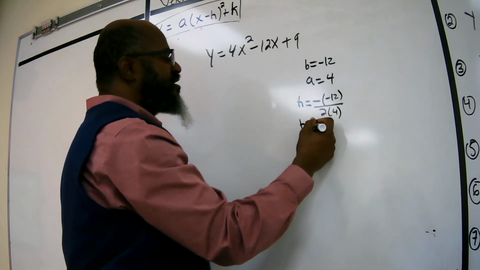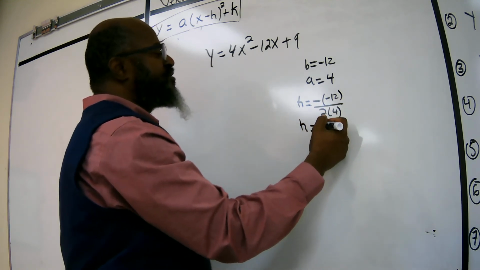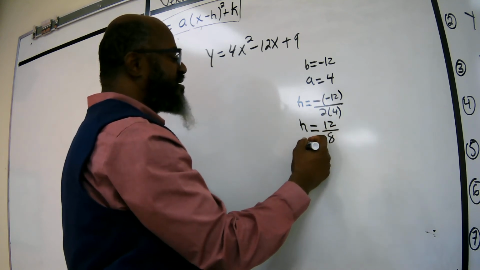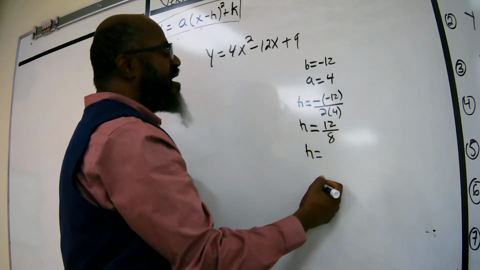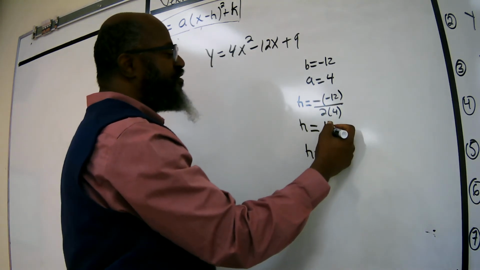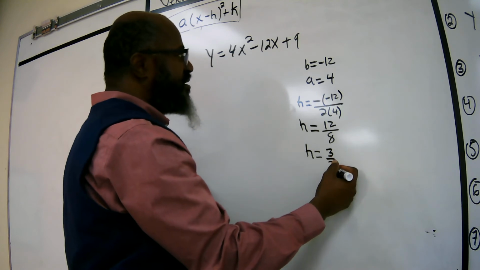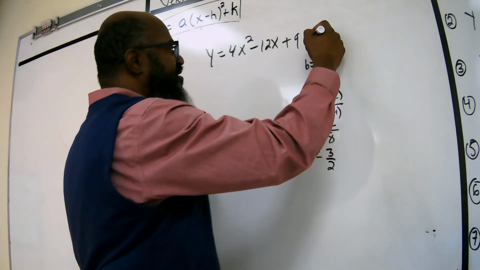Now we're going to get a fraction. I know some of you are going to start flipping out. Over 8, this can be simplified, and my h is 3 half. This is the x coordinate of the vertex, 3 half.